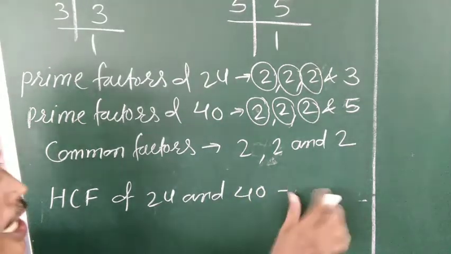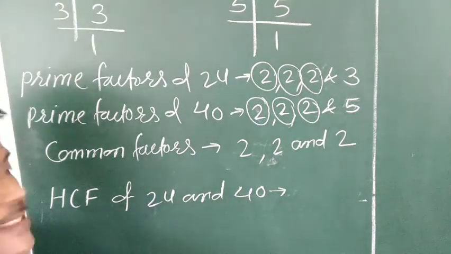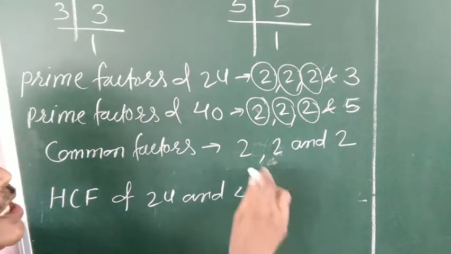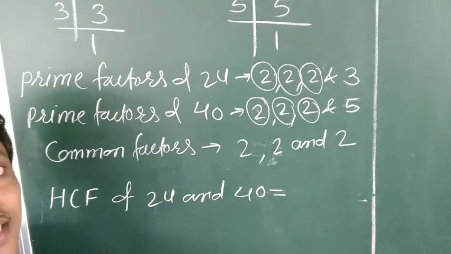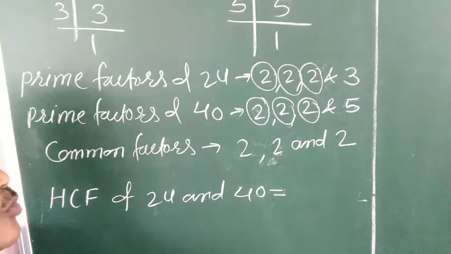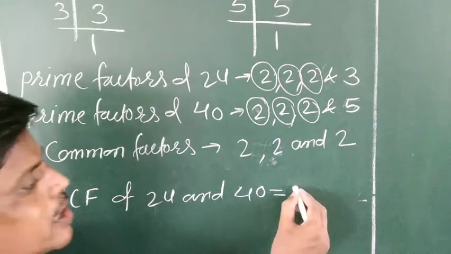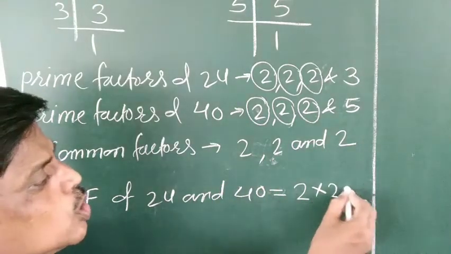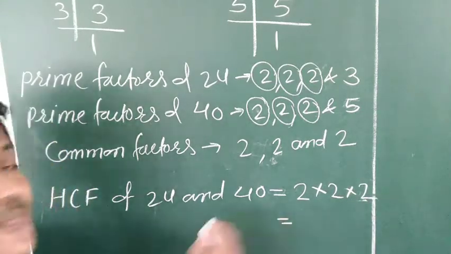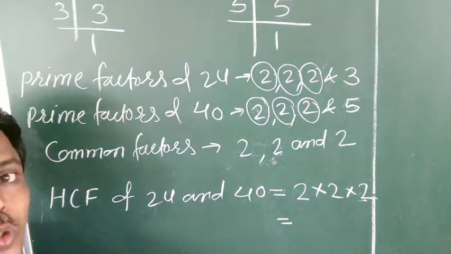SCF of 24 and 40. क्या होगा SCF of 24 and 40? See, now whatever common factors are there, ये जो हमारे पास कॉमन फैक्टर है, now we have to multiply these common factors. So write like this: 2 into 2 into 2.